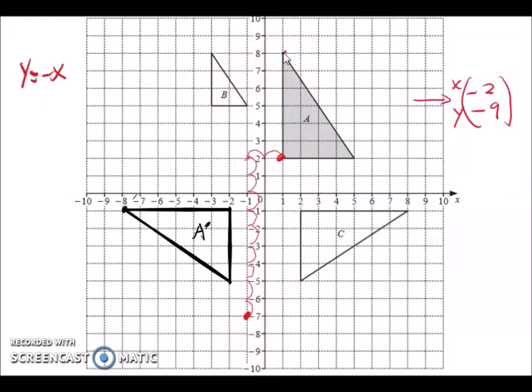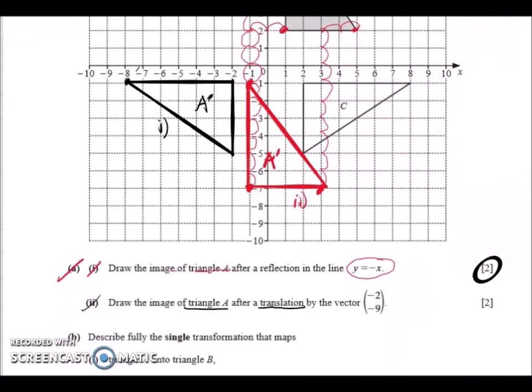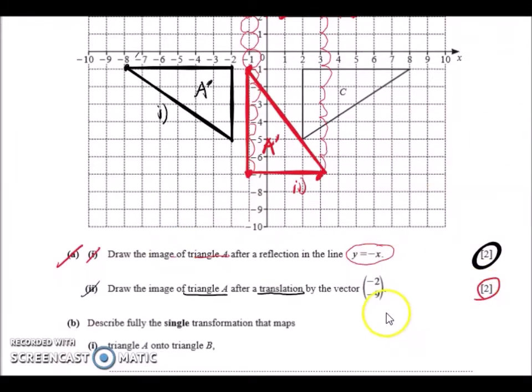Same thing we do for this coordinate: 2 points to the left and 9 points down. So 1, 2, 3, 4, 5, 6, 7, 8, 9. The point is here. And the next one will be this one: 1, 2, then 1, 2, 3, 4, 5, 6, 7, 8, 9. I will draw this image in red color. Remember, for translation there is no change to the object. The shape of the object must remain the same. This is the image of A from the first question, and this is from the second question. I hope you can understand this translation. We have completed this question and get another 2 marks.